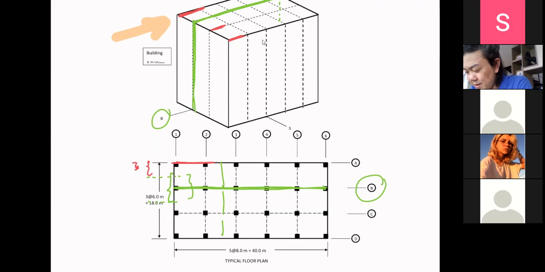But grid B is 6, and it's going to be very similar to the one in grid C. Another 6 here, and then another 3 here at the end. So 6 would be the tributary width for the frame in grid B.